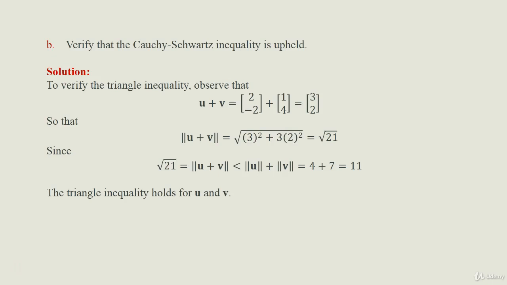Here, in part B, we said to prove that the Cauchy-Schwarz inequality holds. Sorry for that, because I made a mistake here. We have to show that the triangle inequality holds in part B.